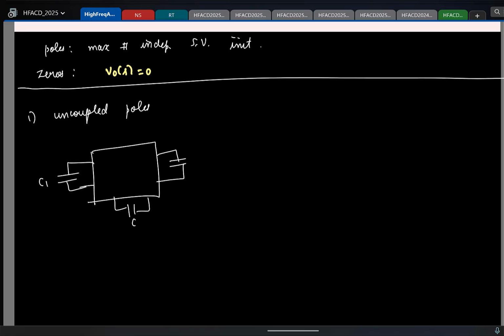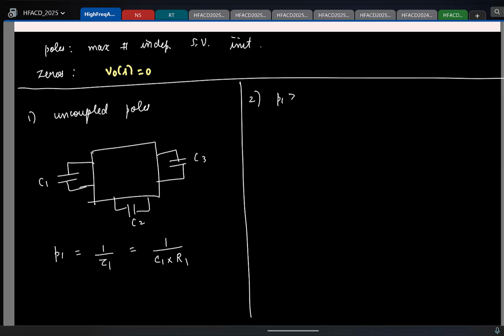So let us say I call them C1, C2, C3. Then I can say that I have one pole exactly at 1 by tau 1, where tau 1 is C1 times R1. And R1 will not change depending on whether C2 is open or short, C3 is short, C3 is open, C2 is short, and all combinations. And the second case where we can do it was the following. If we can assume that the poles are all far apart, say P1 is smaller than P2, smaller than P3, and so on. And also the capacitances are in ascending order like this.